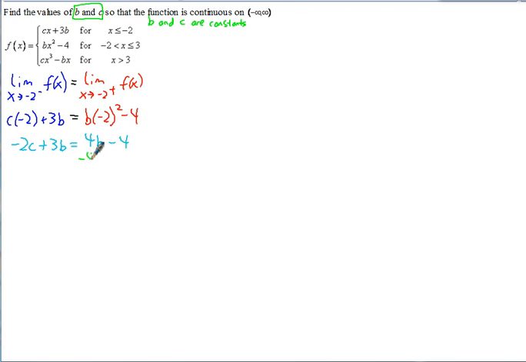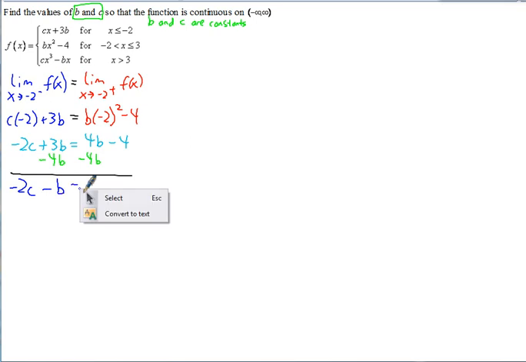Subtract the 4b over. We get -2c. Oops, the b's don't cancel off, so there's one more room there. -2c, 3b minus 4b is -b, equals -1. But you can see that's not enough to solve because we've got 2 unknowns and only 1 equation.